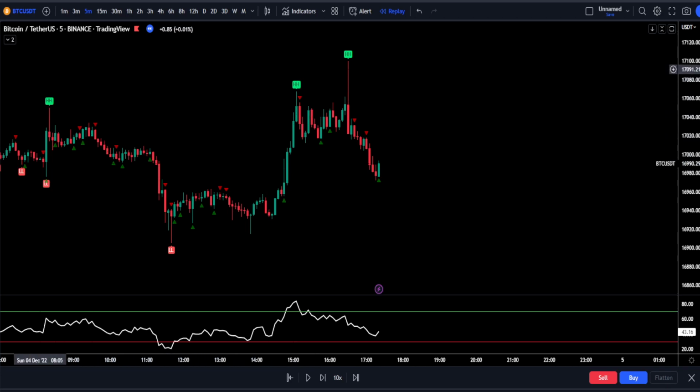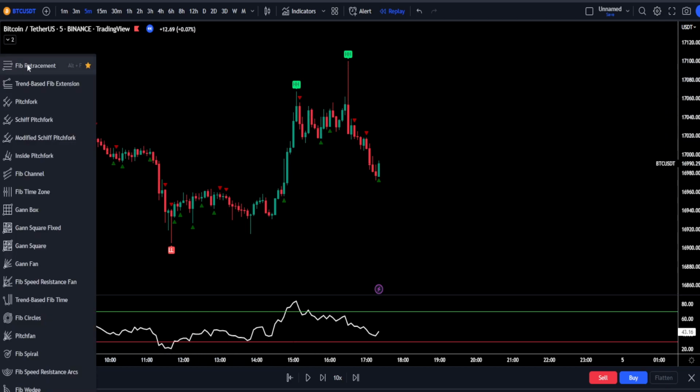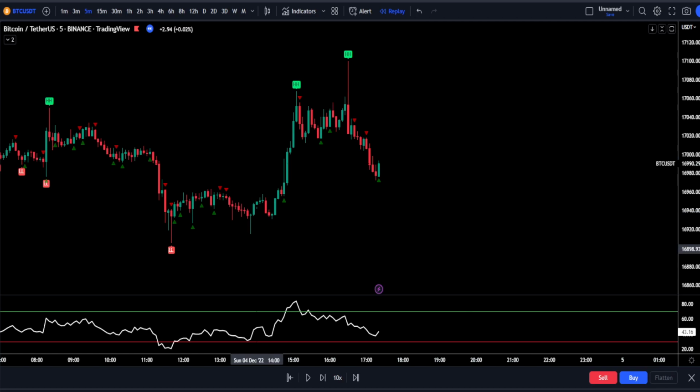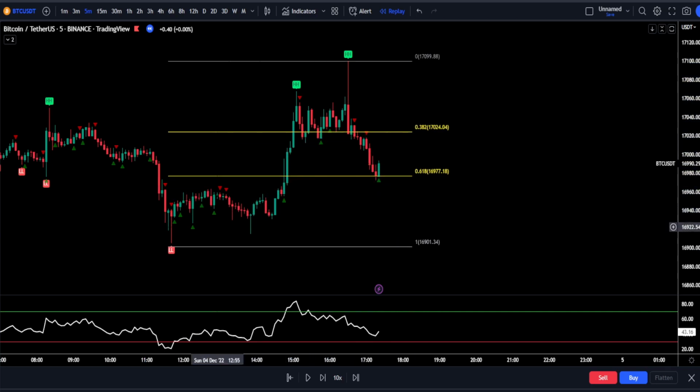You can apply it by clicking on the Fib retracement here on the left hand side. Once you have selected the tool, draw the Fibonacci from the recent lower low to our most recent higher high. A lot of new traders don't really know where the lower lows and the higher highs are, and this is why we're using this indicator to help us identify them.